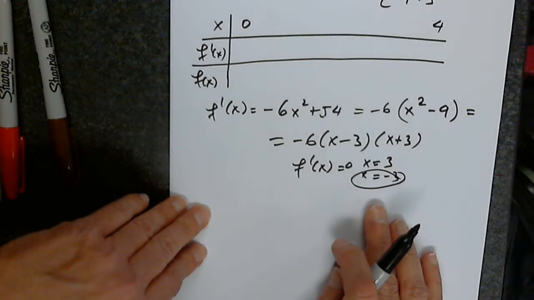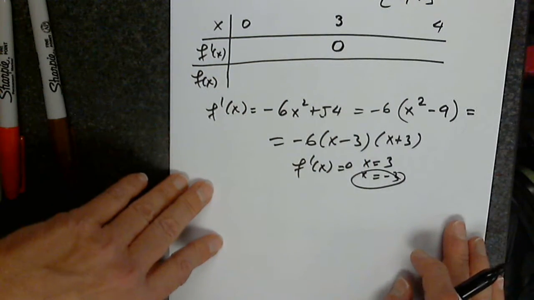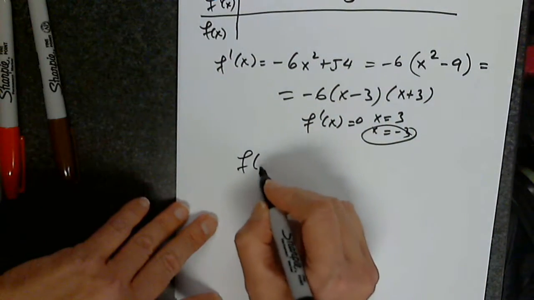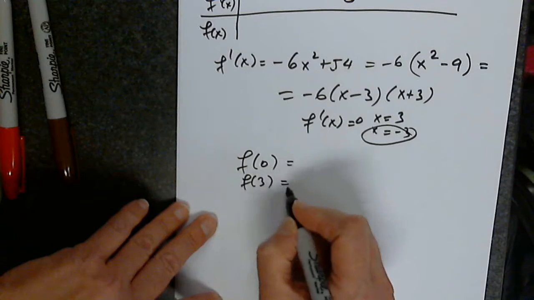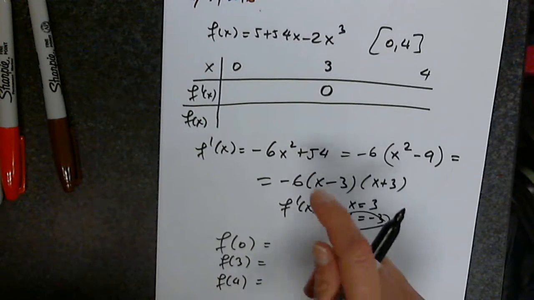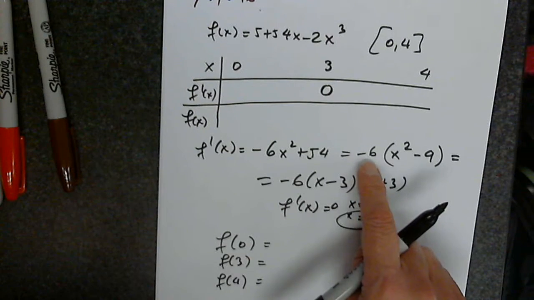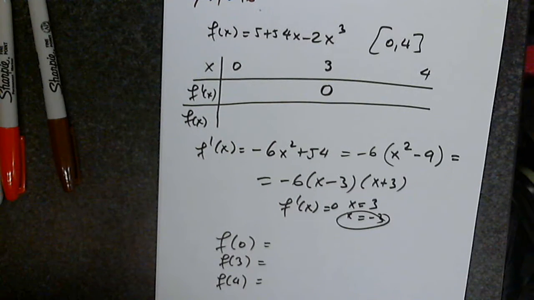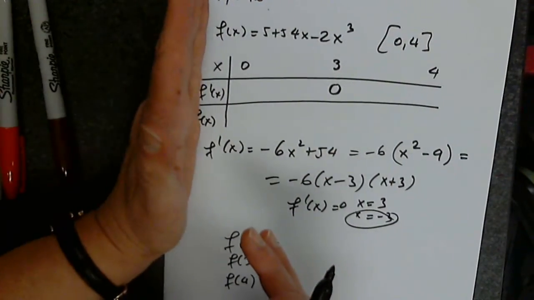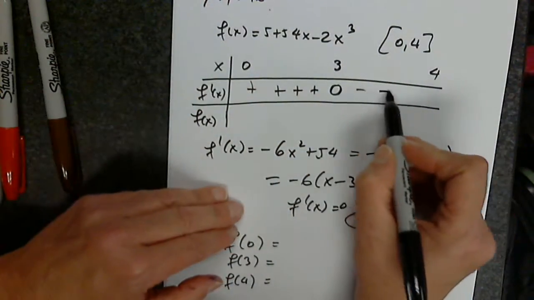However, negative 3 is not in the domain. So just 3. I have to write 0. I have to find f of 0, f of 3, and f of 4. And before I even do that, I have to study the sign of the first derivative. It's a quadratic function with a negative leading coefficient, so it has a maximum. So between the solutions, between negative 3, which is not here, and 3, it will be positive, and outside will be negative.